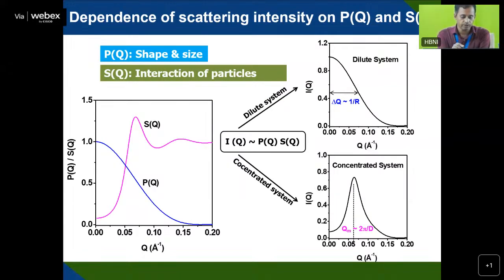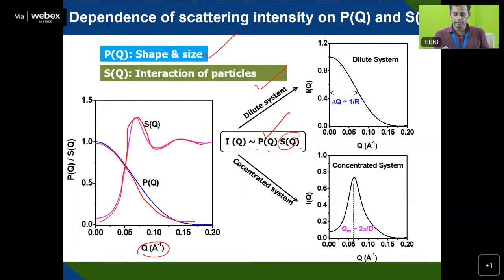Here you see the dependence of scattering intensity on P(Q) and S(Q). As I told, P(Q) gives the simple shape and size effect, and the structure factor S(Q) gives you the interaction of the particles. If you draw P(Q) or S(Q) versus the wave vector Q, you can see P(Q), the blue one, is continuously decreasing, whereas for S(Q) you get a peak and then a small oscillation. So I(Q) is mainly related to the P(Q) and S(Q) terms. In the case of a dilute system, as I told, the S(Q) factor will not dominate, and you will mainly get the P(Q) factor.